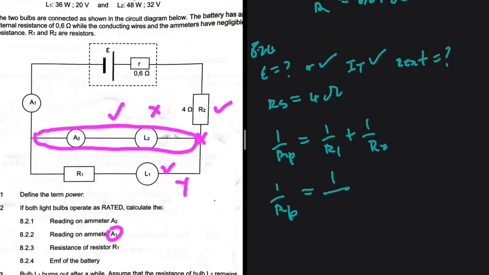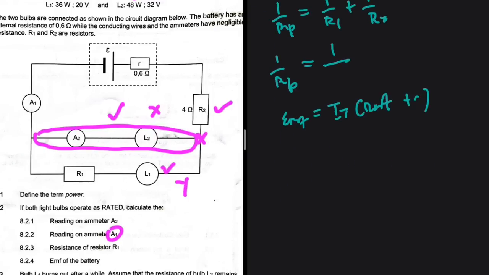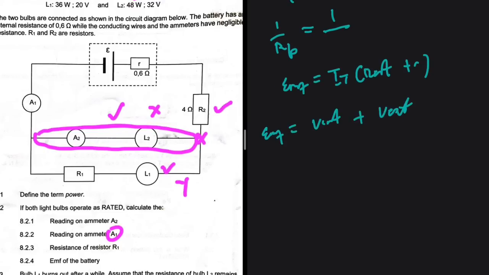Okay, that is one approach. One approach can be calculating the resistance of L2 and L1, and then calculate EMF using EMF is equal to IT multiplied by R external plus R internal. But another way that is becoming apparent to me and seems easier is if we say EMF is actually equal to V internal plus V external, right? So V internal is equal to current multiplied by the small r, right? Current multiplied by the small r.